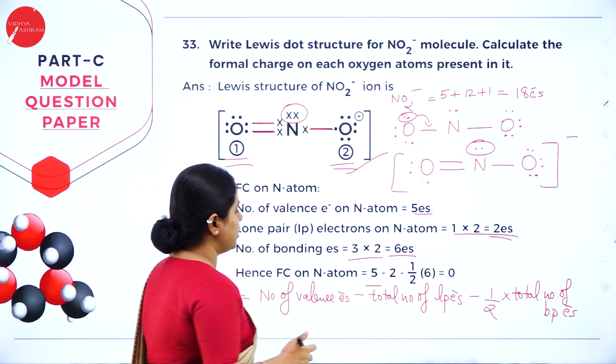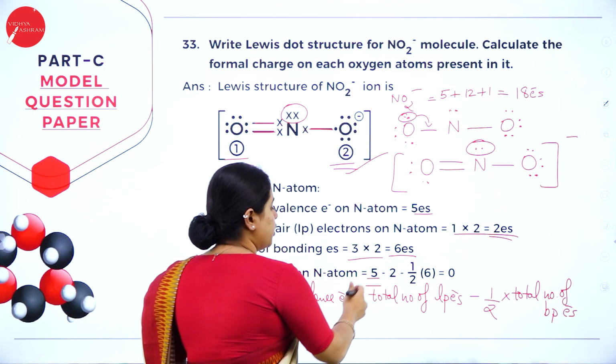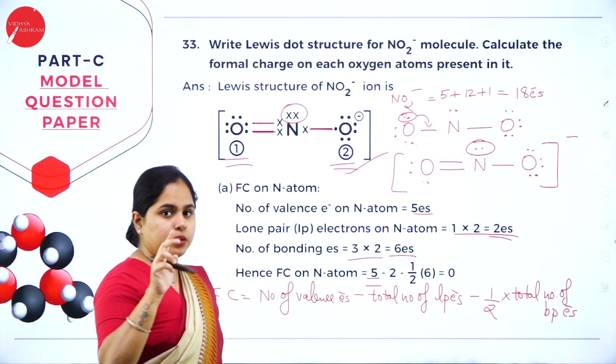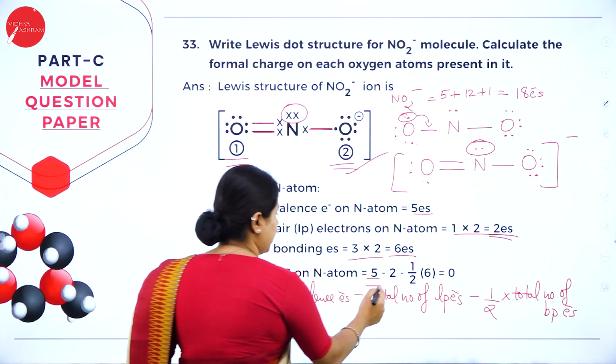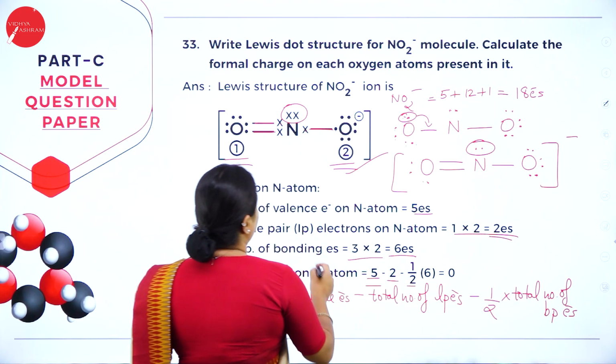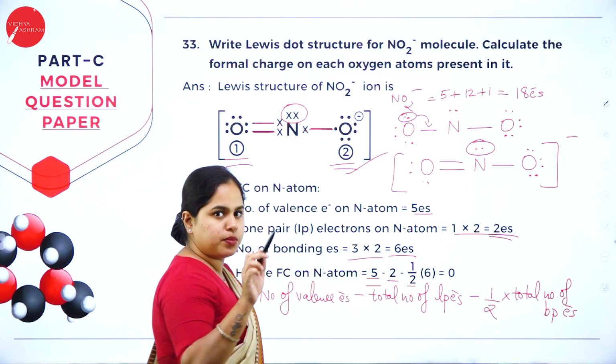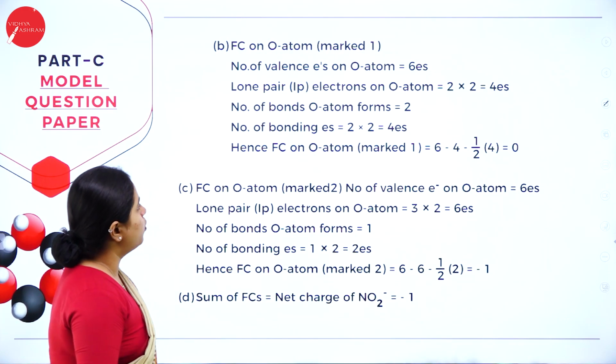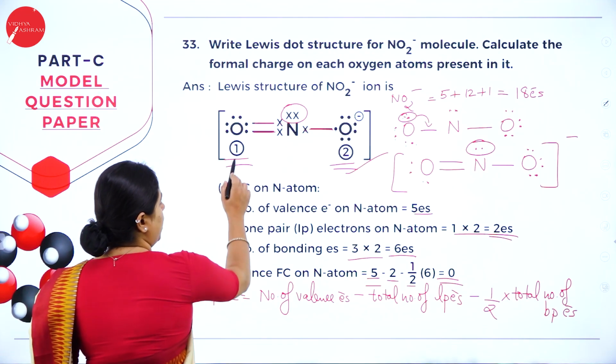So for nitrogen atom, let's see, number of valence electrons is 5. Total number of lone pairs we already calculated is only one lone pair. That means how many electrons are there? 2 electrons, right? Minus 2, minus half of bond pairs, 3 bond pairs are there. That means 3 into 2, 6. So that will give you 0. Right? Clear? Now moving on to the first oxygen atom, which is marked this one.